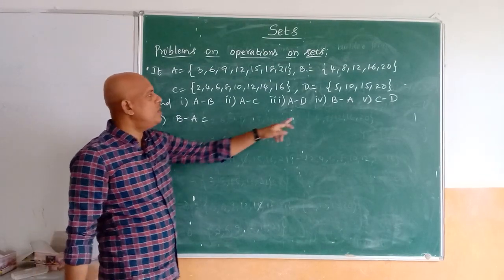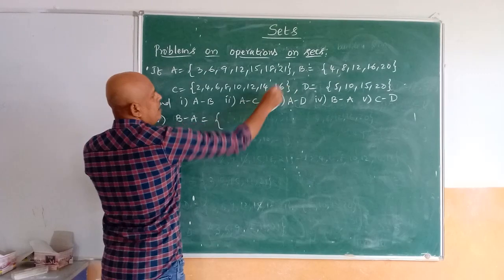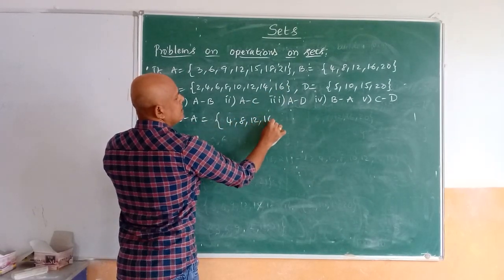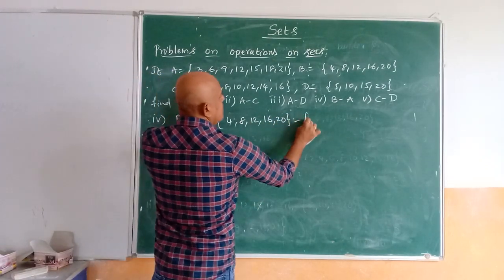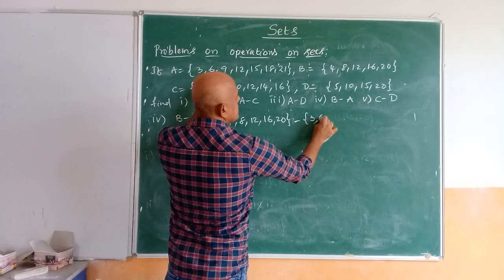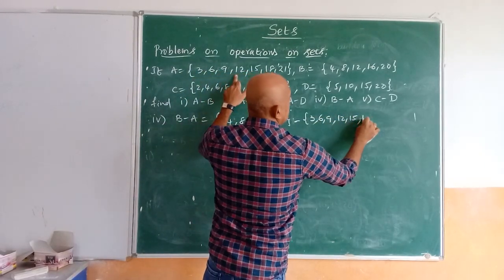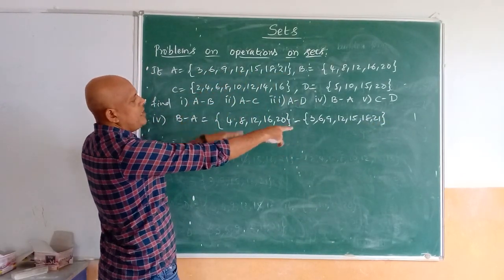So the next one is what? The fourth one, B minus A. First of all you have to write the B elements. B elements are 4, 8, 12, 16, 20 minus the A elements. What are the A elements here? 3, 6, 9, 12, 15, 18, 21.